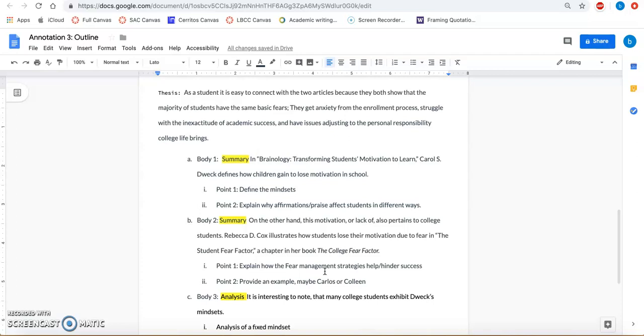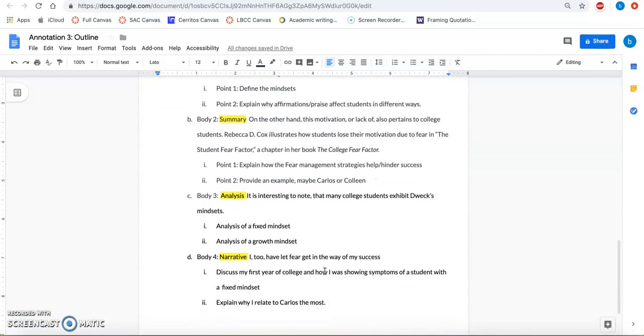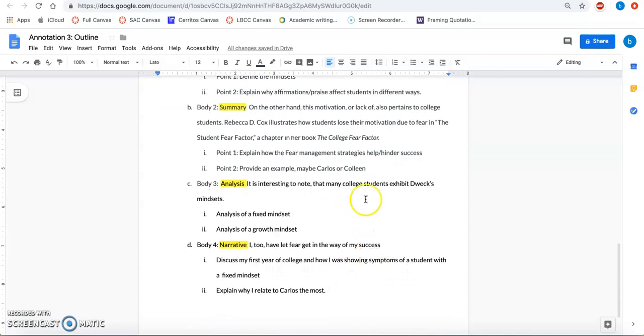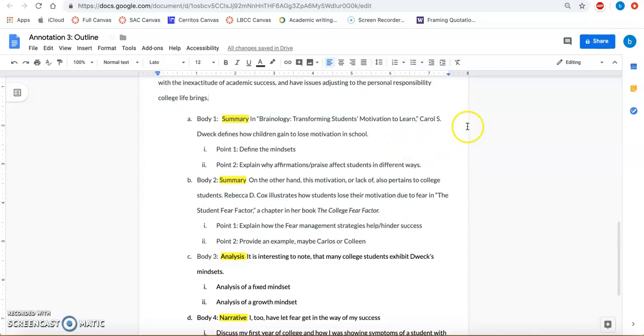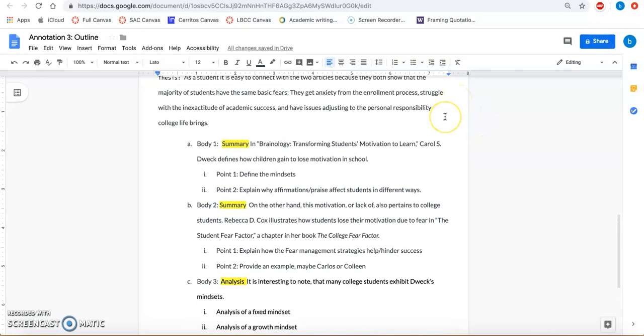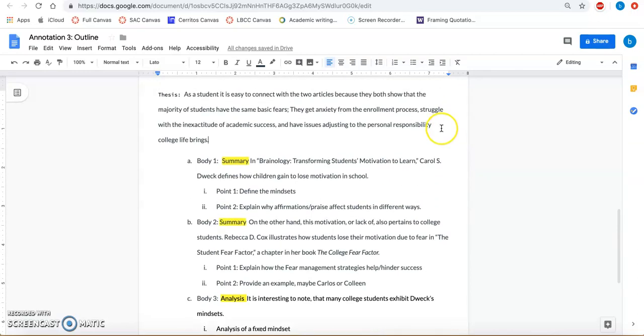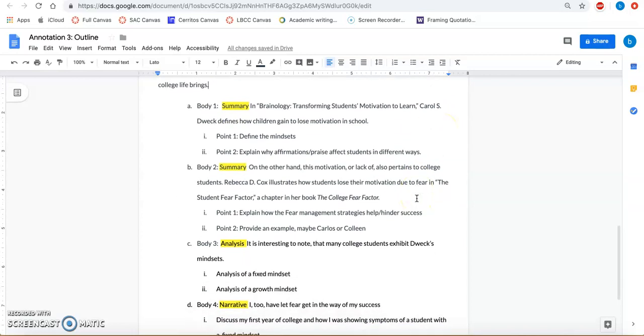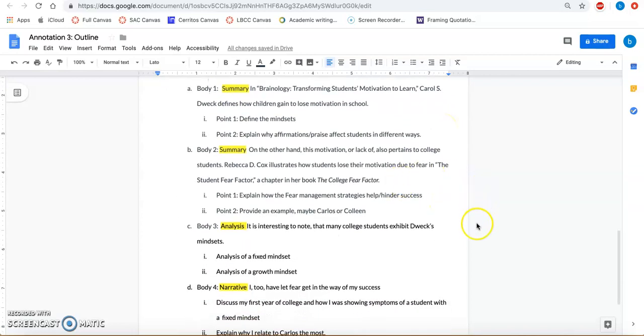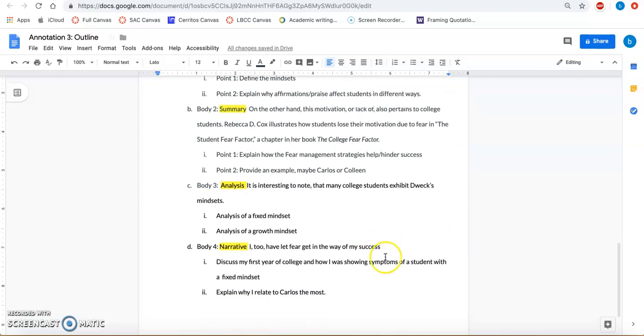adjusting to college life. So the body paragraphs, as you can see here, are supporting the thesis statement to an extent. And why I say to an extent is because as of right now, this is just an outline of each of the body paragraphs. They're not really supporting the thesis yet. The supporting is going to come with the actual explanations and discussions in each of these body paragraphs here.